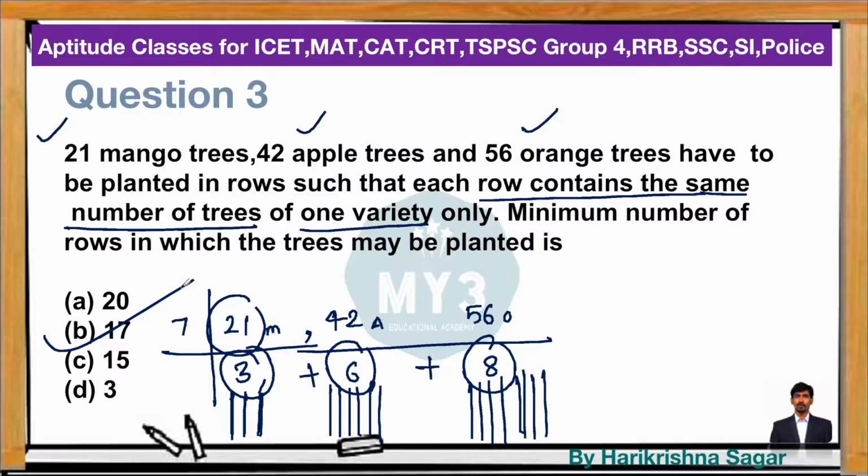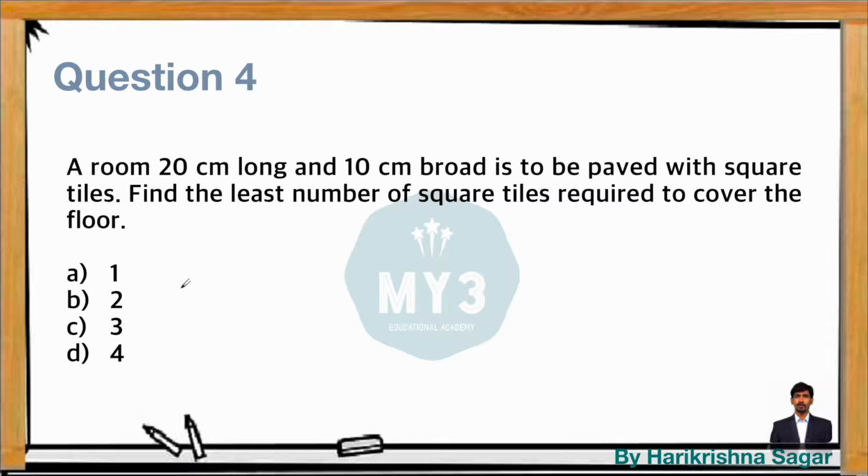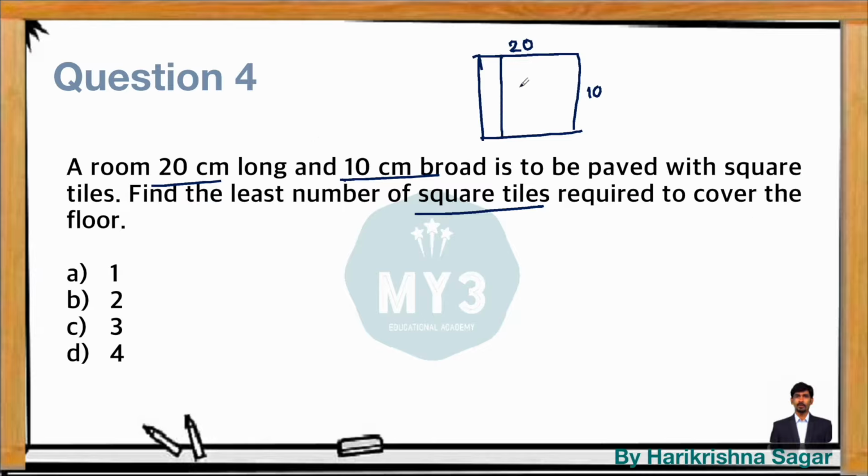Again, the question is basically based on the GCD. Let's observe this question now. A room consisting of 20 centimeter length and 10 centimeter width is to be paved with square tiles. Okay, so they have given the dimensions of a room. 20 is the length and 10 is the width. So what is the least number of square tiles required to cover this floor? That means if you want to cover this with square tiles, what is that least number? They are asking for this least number.